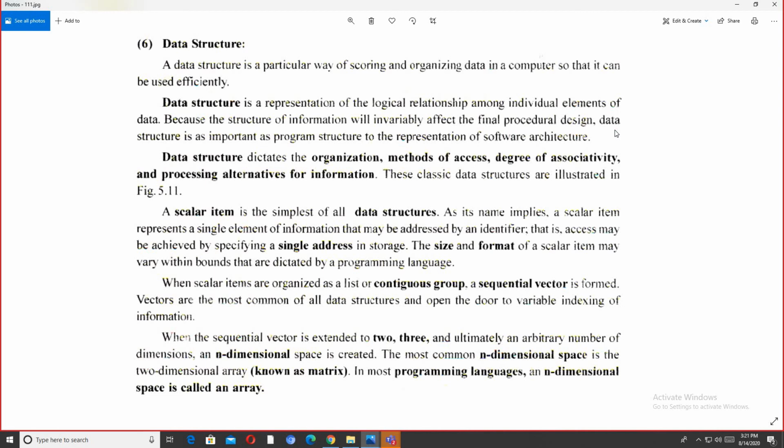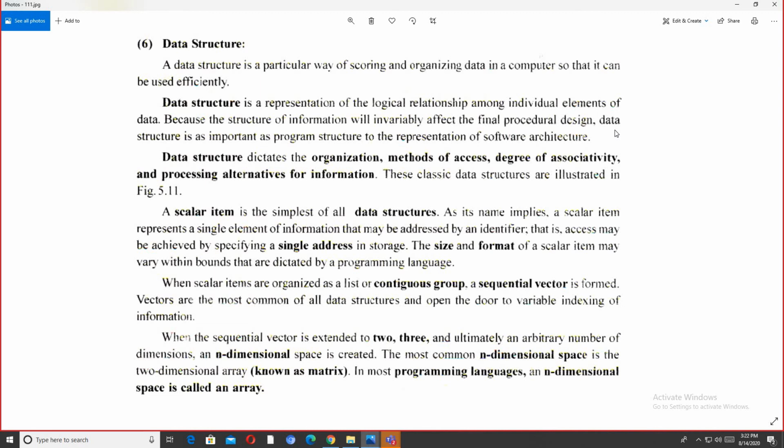Data structure is as important as program structure to the representation of software architecture. The data structure dictates the organization, methods of access, degree of associativity, and processing alternatives for information. So the use of defining a data structure clearly is that it informs you how a particular data segment is organized, how it can be accessed, how the elements are associated with each other, and what the various processing alternatives are for that information.